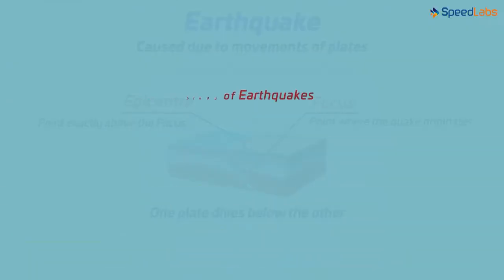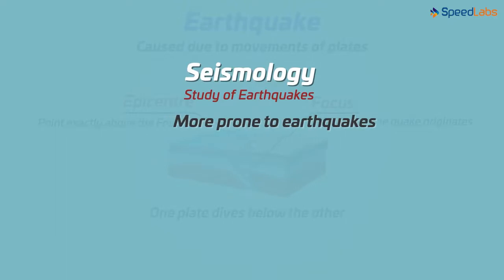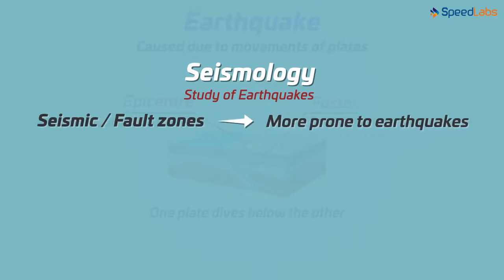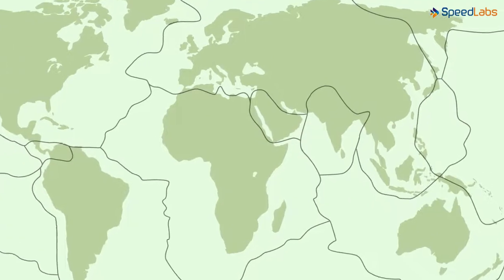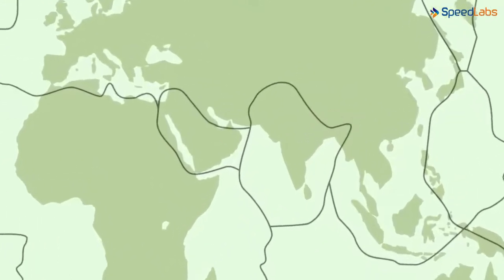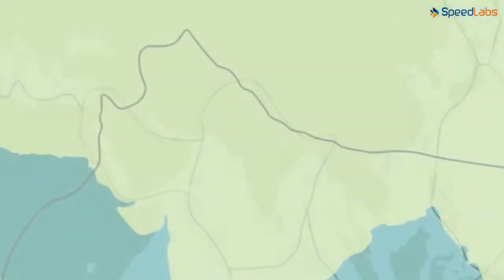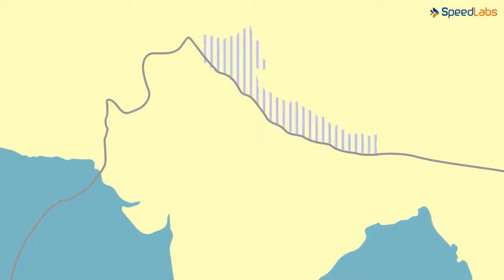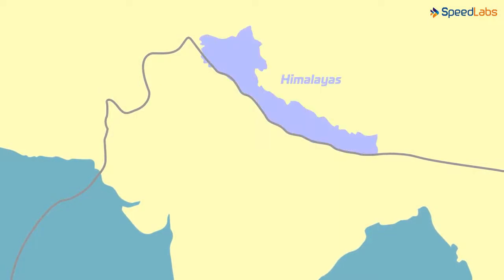Yes, the study of earthquakes, which is scientifically called seismology, has identified various areas on the Earth that are more prone to earthquakes. These are called the seismic zones or simply fault zones. Where do you think these seismic zones are situated? Yes, they are situated at the boundaries of the tectonic plates. For example, in India, we find the western and the central Himalayas along with Kashmir to be included in this zone.